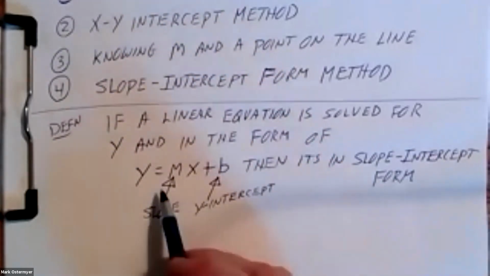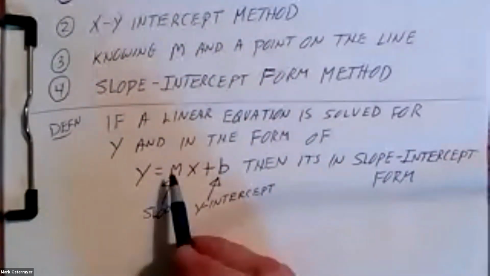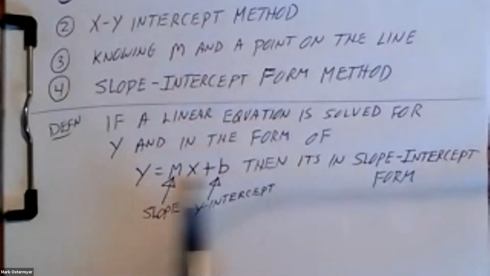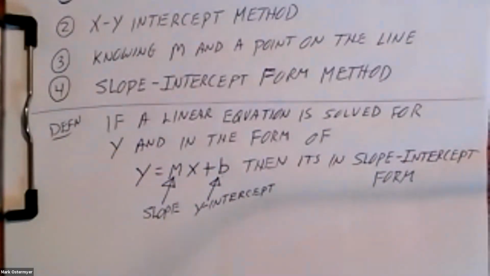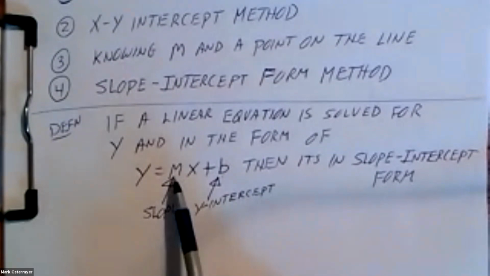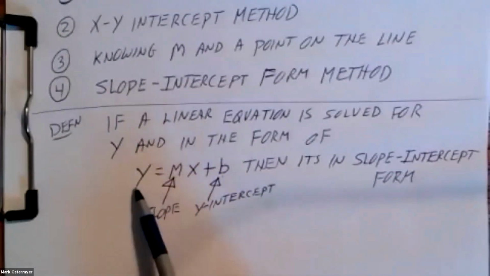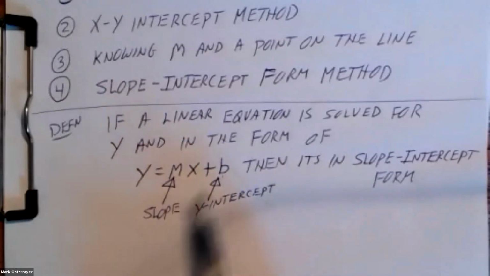So ladies and gentlemen, we call this slope y-intercept form. When a linear equation is solved for y and is in this form, it's in slope intercept form. The advantages of having a linear equation in slope intercept form are quite evident, because we can read off the slope and its y-intercept. Consequently, if we know the y-intercept of a line and its slope, that would be good enough to write the equation of this line and to also graph the line. Okay.